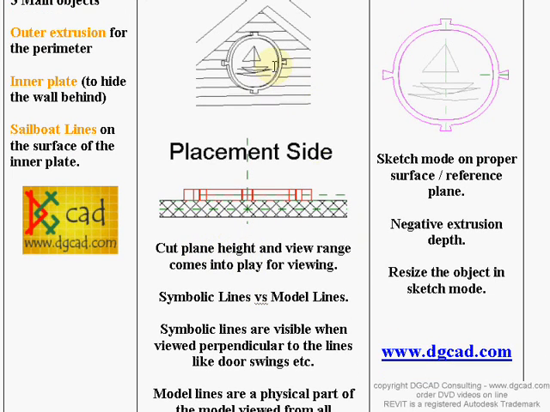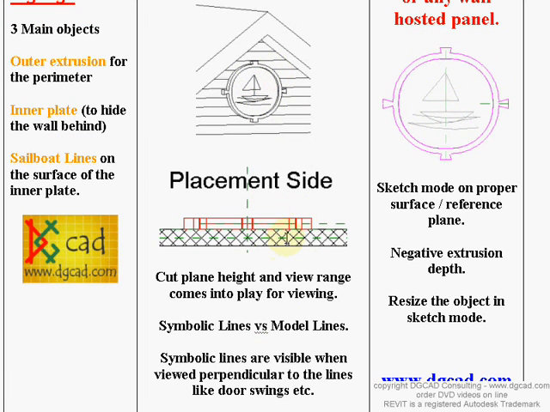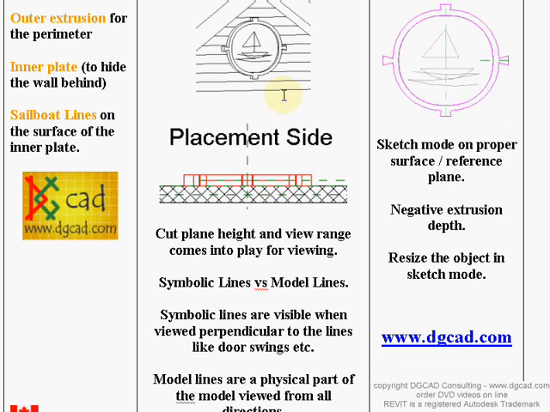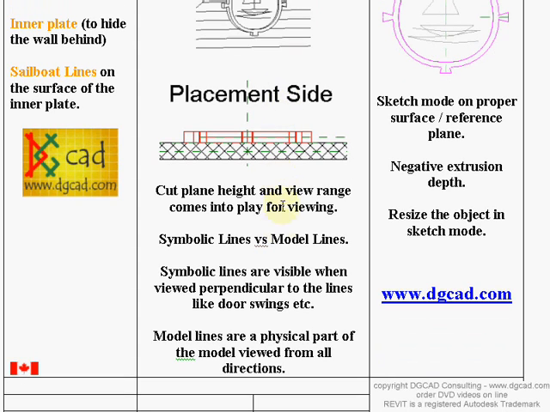The other thing is when you start doing wall hosted stuff like this, the cut plane and view range come into play when you're viewing, because sometimes you'll draw it on the elevation on the placement side, and when you look in the top you won't see it. It's because the object is sitting up too high, so you can move that around. This object can slide around on the wall anywhere. It has really no constraints as far as vertical placement.